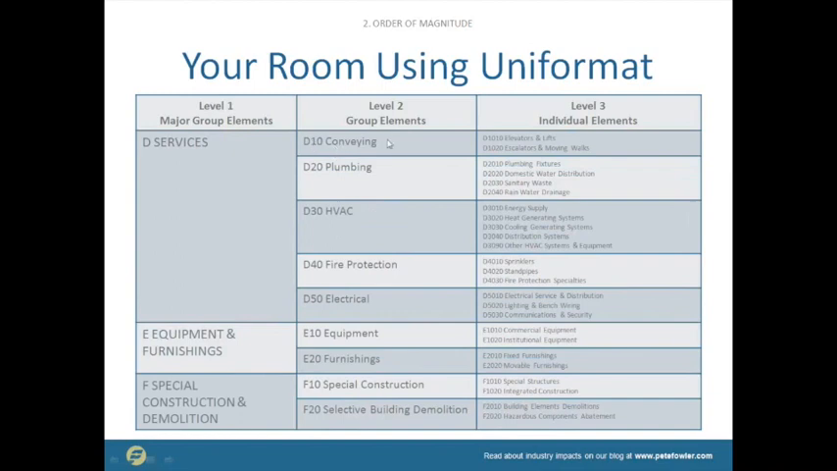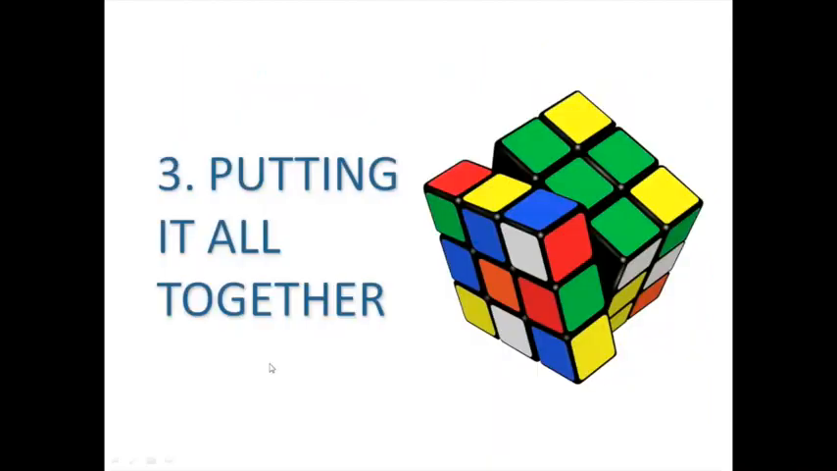And then services like conveying as elevators or escalators, plumbing, HVAC, fire protection, electrical, that's the services. And then furnishings and equipment, which sometimes we include and sometimes we don't. Sometimes we just got to move people's furnishings out of the way. And then finally, special construction, things like firewalls and other special construction and demolition.